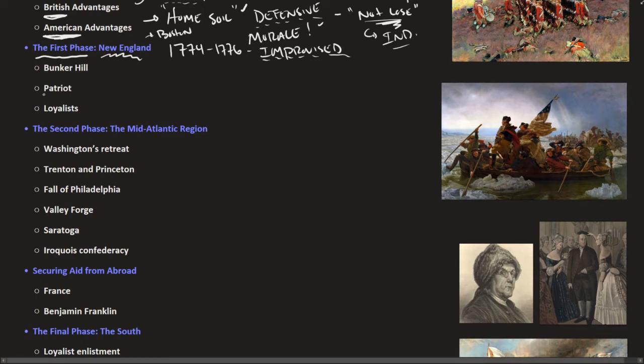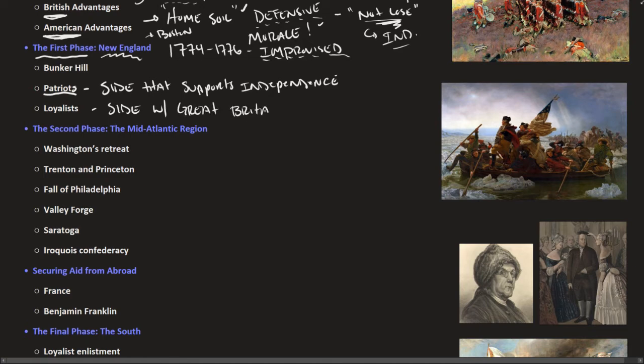The Patriots, this is a term that we'll use to describe the side that supports independence, right? So anybody that agreed with breaking away from Great Britain, we would consider or call them a patriot. A loyalist are those that side with Great Britain, right? So we have patriots, those that want independence, loyalists, those that want to stay with the British.